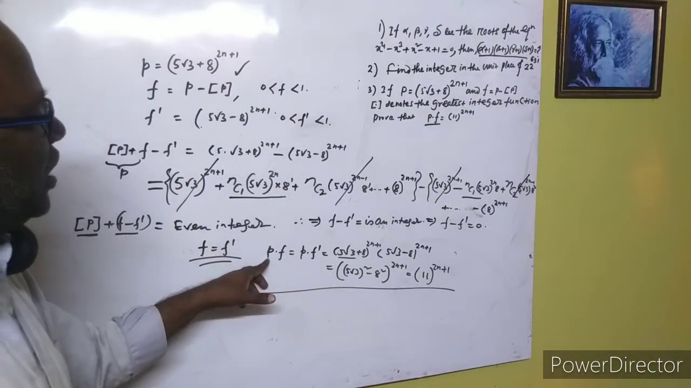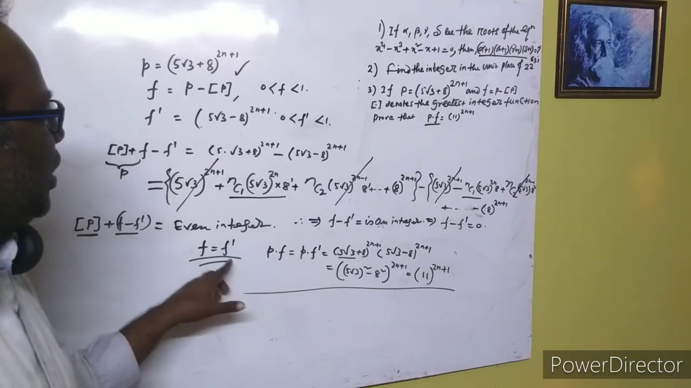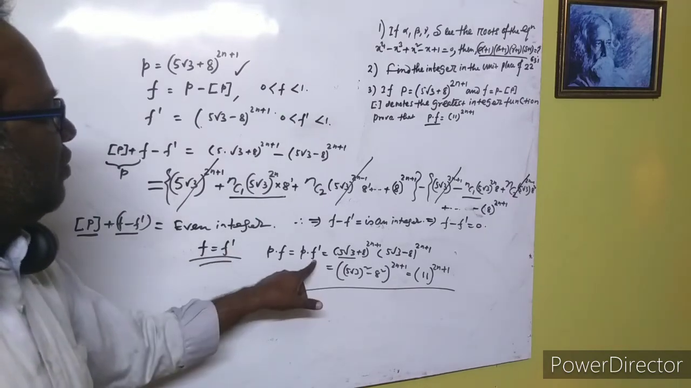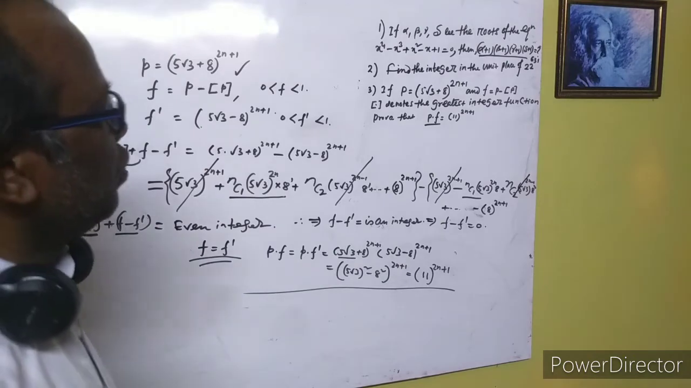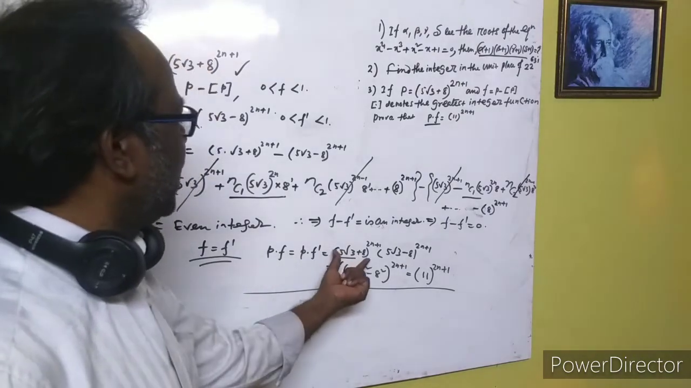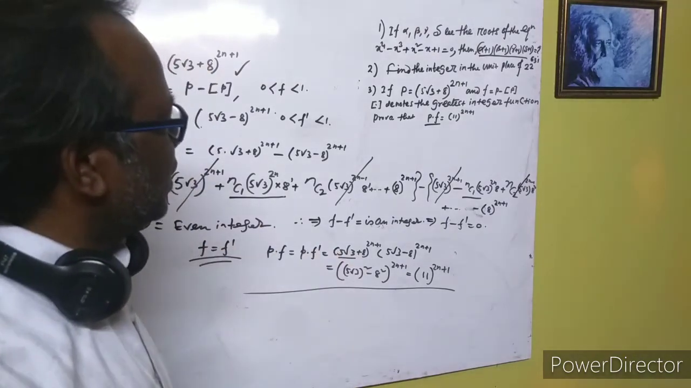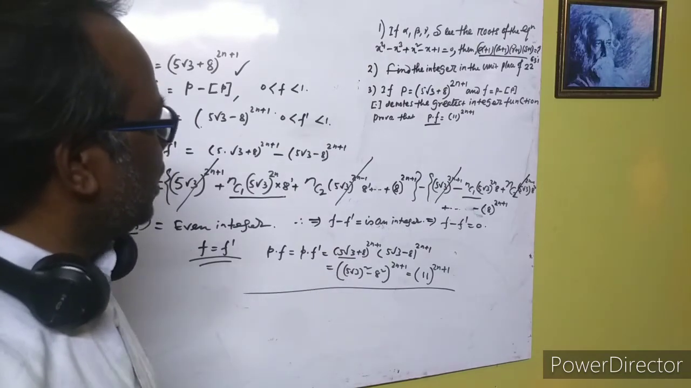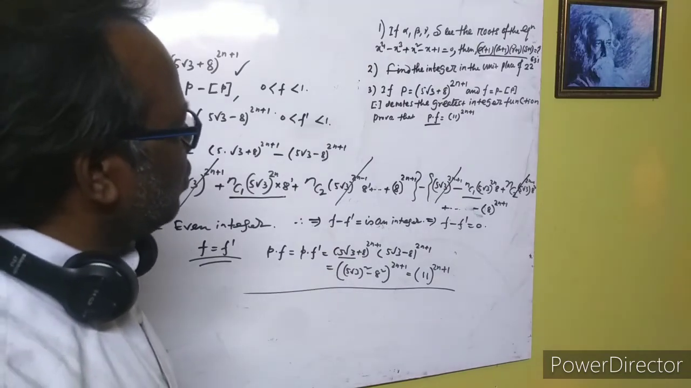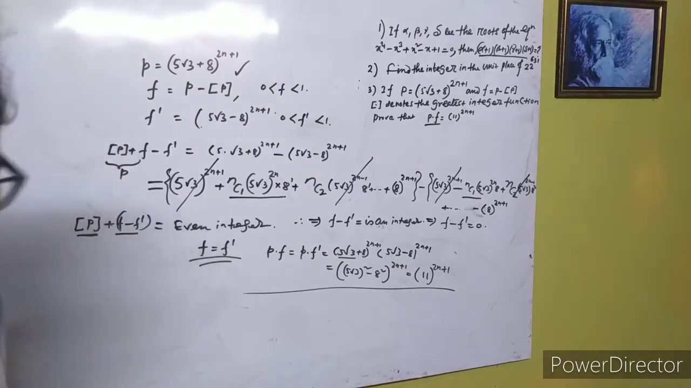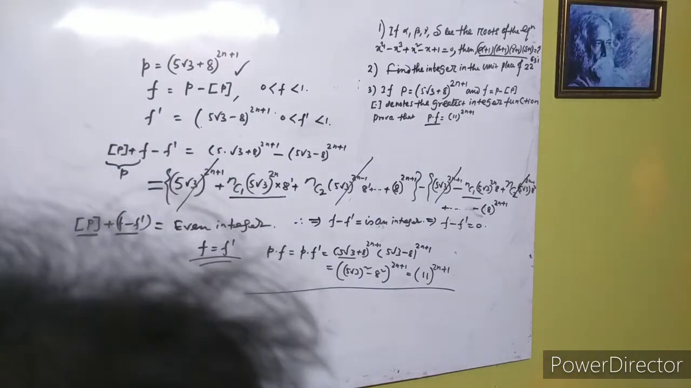And now we have to find the value of p into f. In place of f, we put f dash, and the value of f dash here is (5 root 3 minus 8) whole to the power 2n plus 1, and the value of p here is this. Then we multiply, and the expression is this, so we got 11 to the power 2n plus 1. It's proved. And this is a very interesting question for you.